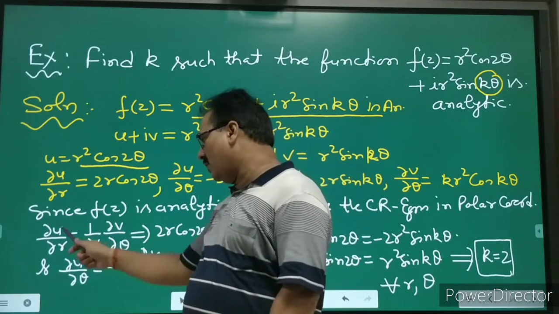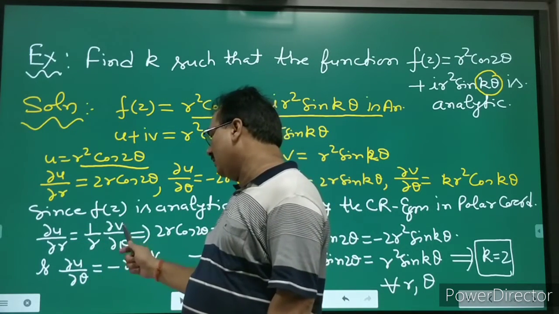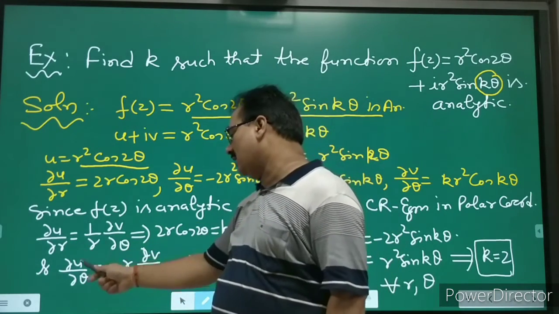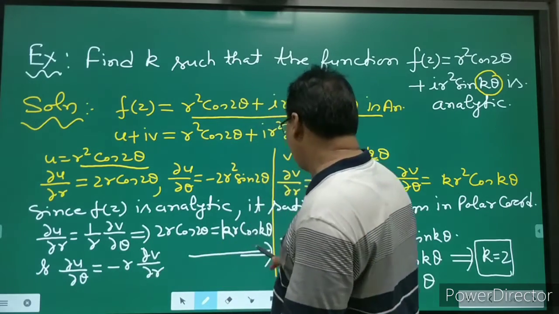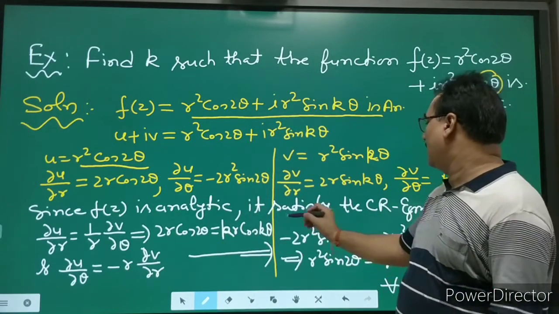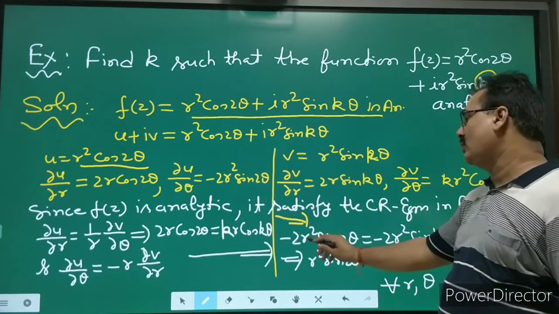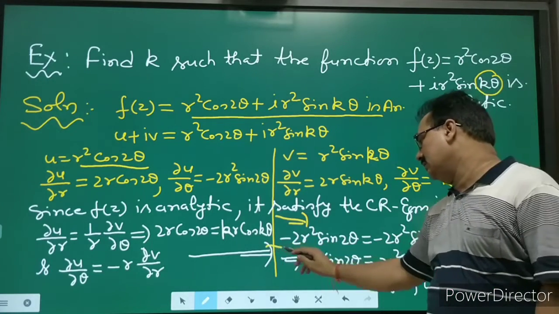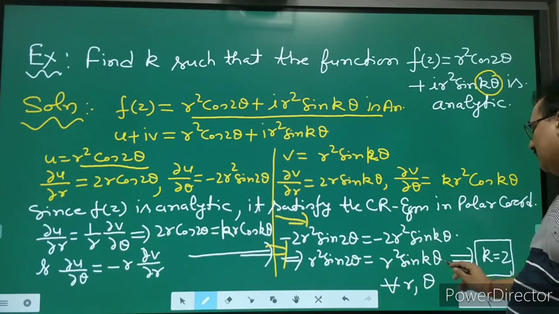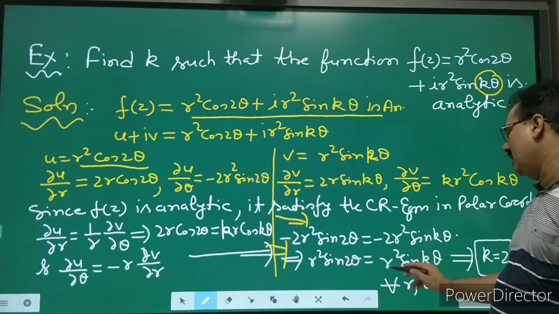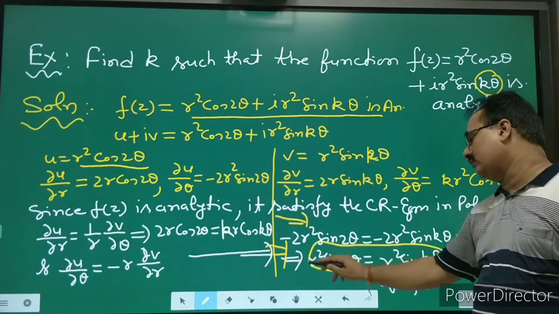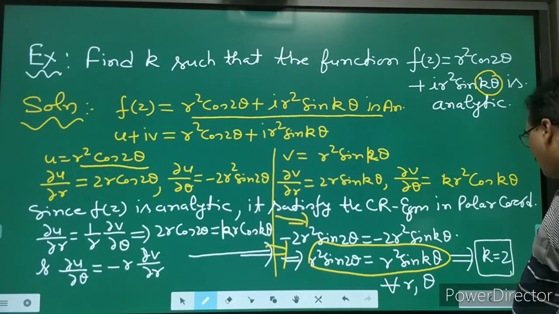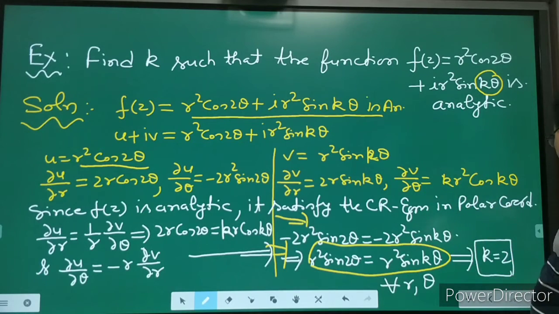Now since f(z) is analytic, you can write the polar form of this: del u over del r is 1 over r del v over del theta. This would be satisfied. Now putting the values, you will get del u over del theta equal to minus r del v over del r, and from here you can check that minus 2 r square sin 2 theta is minus 2 r square sin k theta, and in this way r square sin 2 theta matches, so k is 2. Okay, in this way you have found the value of k, which is 2.